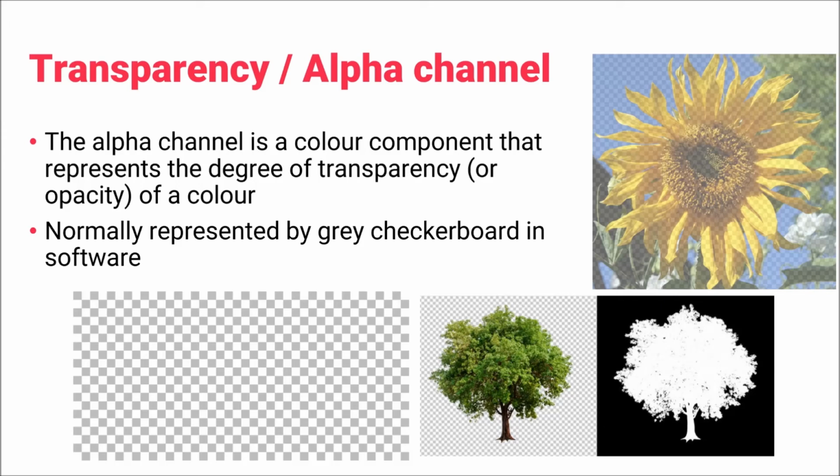And in all the software, transparency is normally represented by this gray checkerboard pattern. So if we look at this example with the tree, all the gray checkerboarding around it represents pixels that have a 0 value. So if you were to cut it out, the black coloring in the picture next to it would be non-existent image.